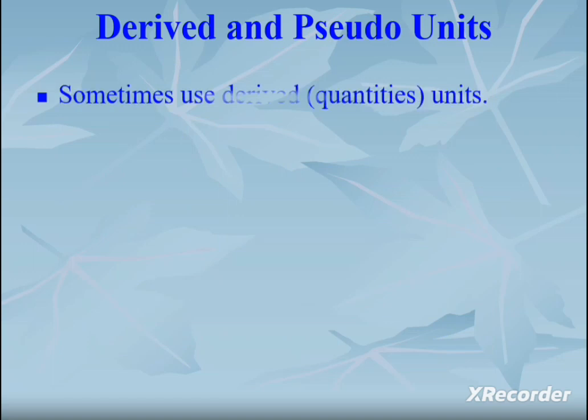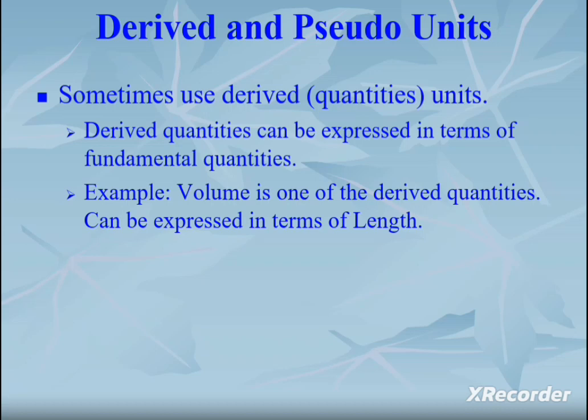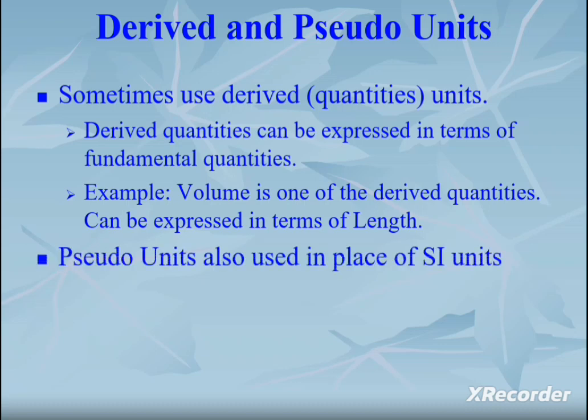So we have derived and pseudo units. What are derived units? Sometimes in physics, you are going to use derived quantities or units. Derived quantities can be expressed in terms of fundamental quantities. For example, volume is one of the derived units. So it can be expressed in terms of what? In terms of length. The same way I expressed the acceleration, and the same way I expressed speed.